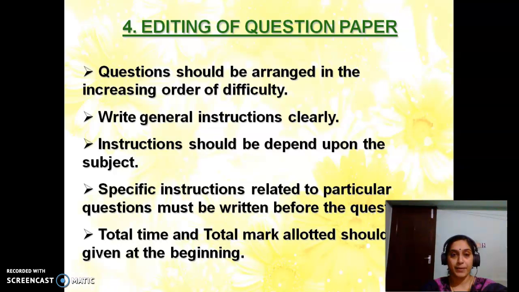Editing of question paper. Questions should be arranged in the increasing order of difficulty. Write general instructions clearly. Instructions should be dependent upon the subject. Specific instructions related to particular question must be written before the question. Total time and total marks allotted should be given at the beginning.